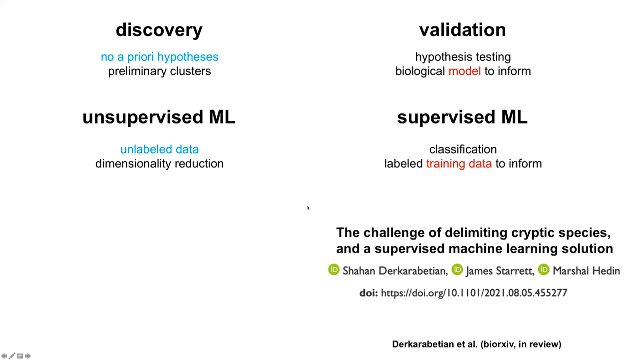But here we demonstrate an approach that combines supervised machine learning methods, which are ideally suited for species delimitation, with direct consideration of the biology and natural history of the study organisms to make more informed species delimitations. And this is particularly relevant for cryptic species, but can be applied to anything. So if this is something that sounds interesting to you, check it out. I'm happy to talk about it.